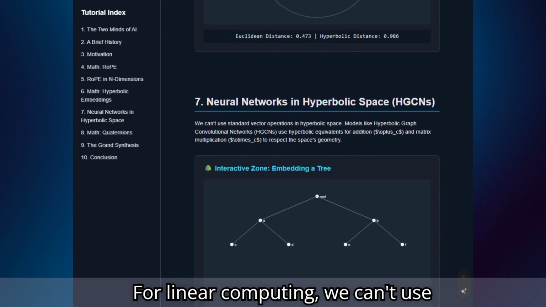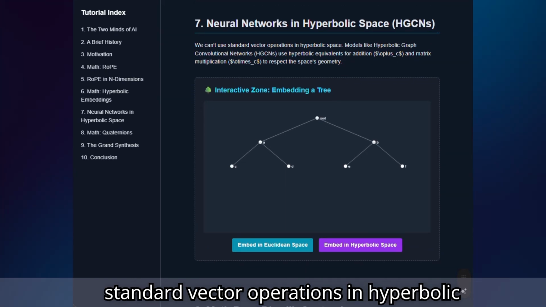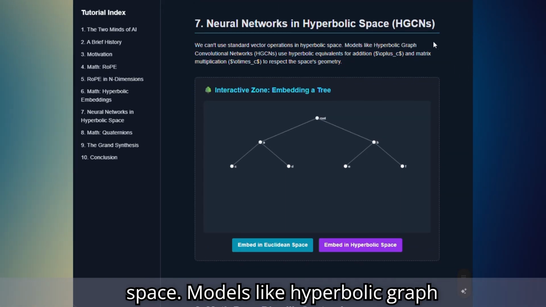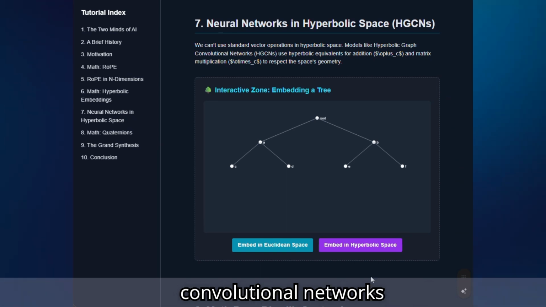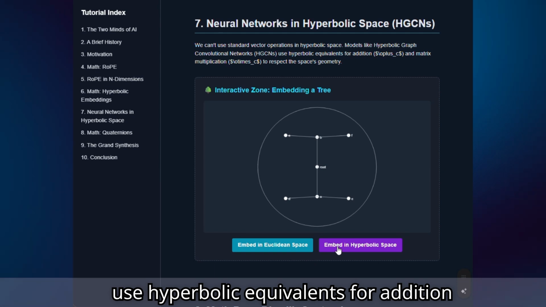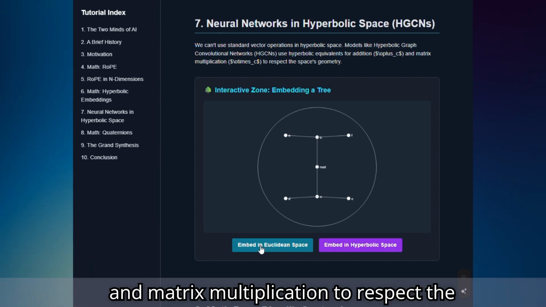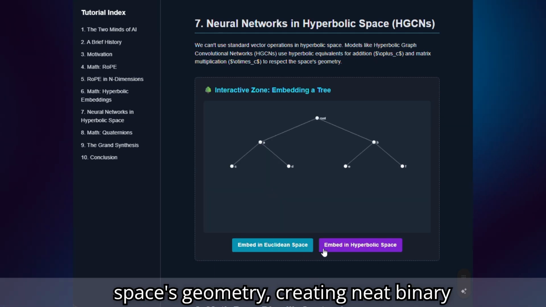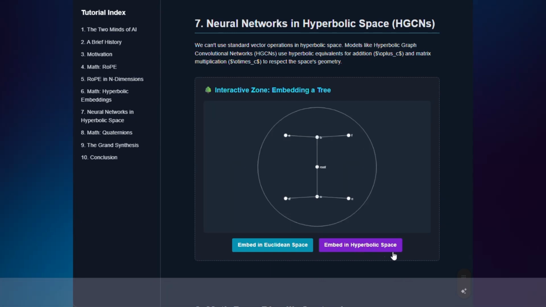For linear computing, we can't use standard vector operations in hyperbolic space. Models like hyperbolic graph convolutional networks, HGCNs, use hyperbolic equivalents for addition and matrix multiplication to respect the space's geometry, creating neat binary structures.